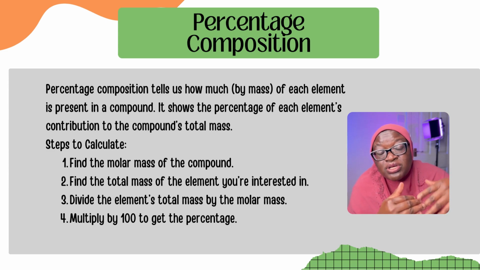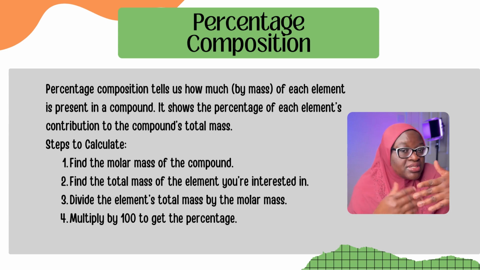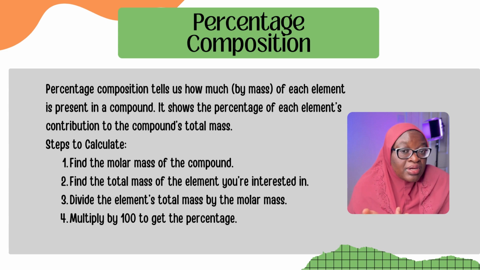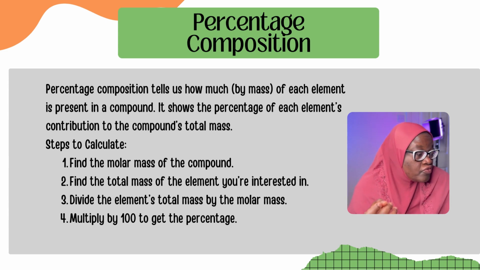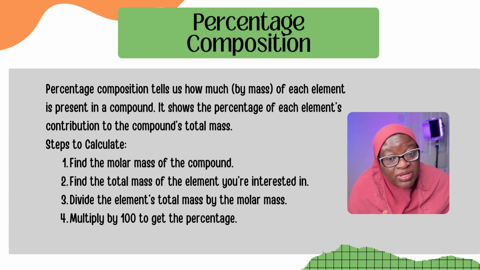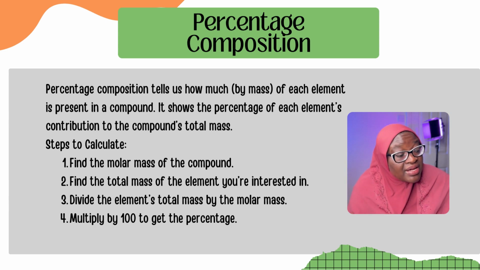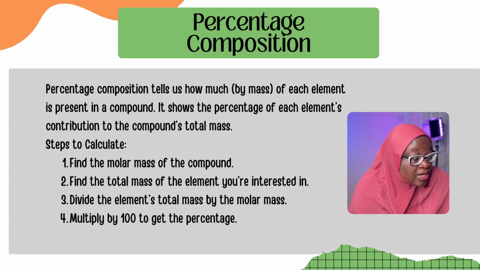That is how much each component in terms of different atoms contributes to the total compound. And there are four easy steps you will need to follow. The first thing we'll do is find the molar mass of a compound. We've learned how to do that. Then we'll find the total mass of the element that you are interested in. How much of that element do you have? Divide the element's total mass by the molar mass and multiply it by 100 to get the percentage.